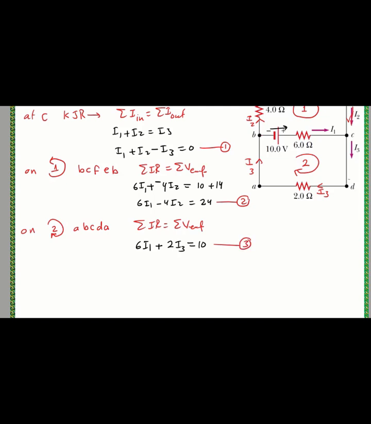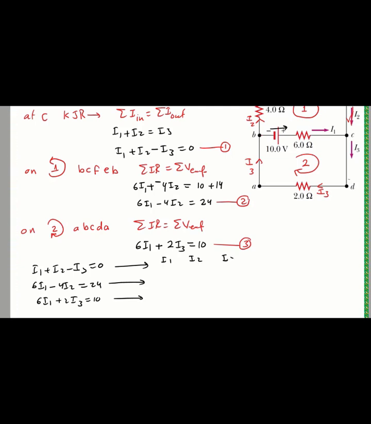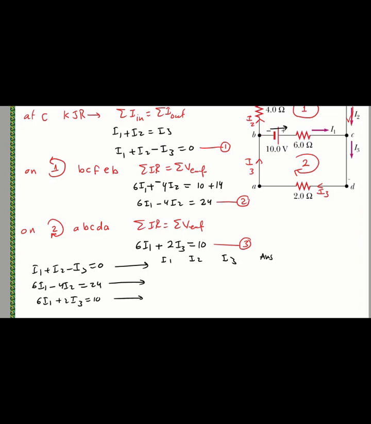Now arrange these three equations to find some kind of determinant. I1 plus I2 minus I3 equals 0. This is the first one. The second one, 6I1 minus 4I2 equals 24. The third one, 6I1 plus 2I3 equals 10. Now the coefficients for I1 and I2 and I3 and the answer as well.